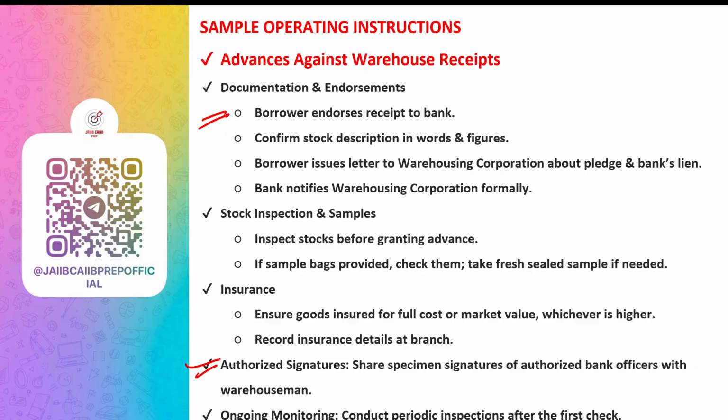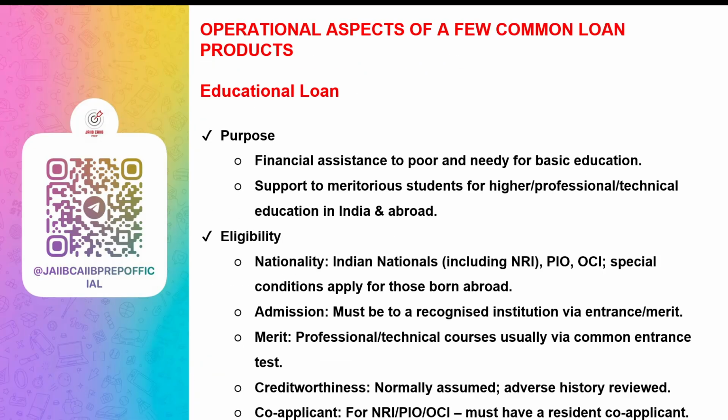So the bank should give the warehouse a list of specimen signatures of the manager and other authorized officers who can sign delivery orders and discharge warehouse receipts. Ongoing monitoring. After the first inspection, the bank should do periodic inspection of the goods in the warehouse to ensure that they are still there, the quality and the quantity has not reduced, and no damage is there.